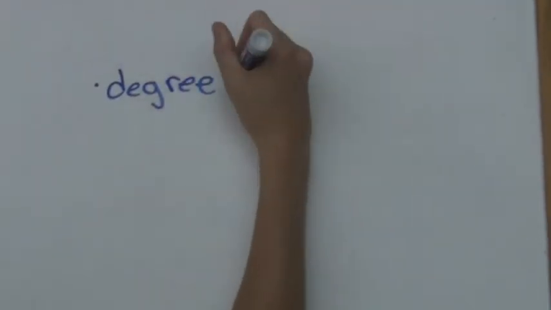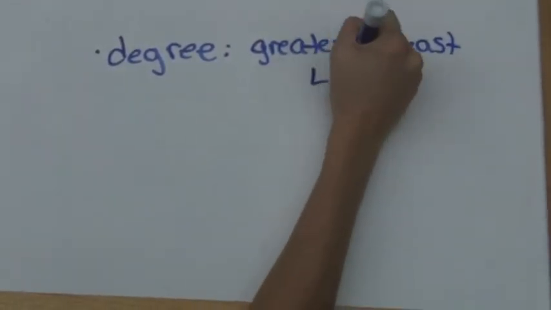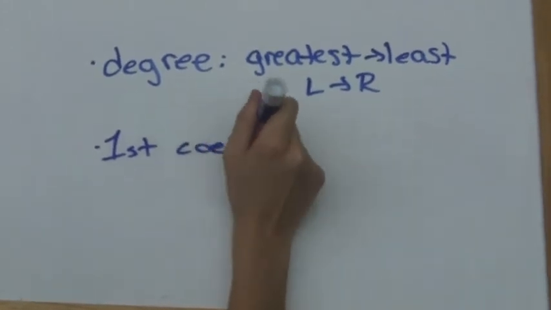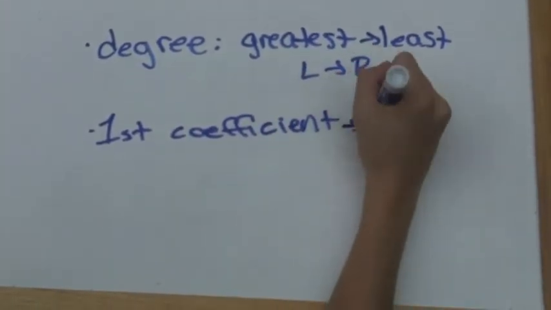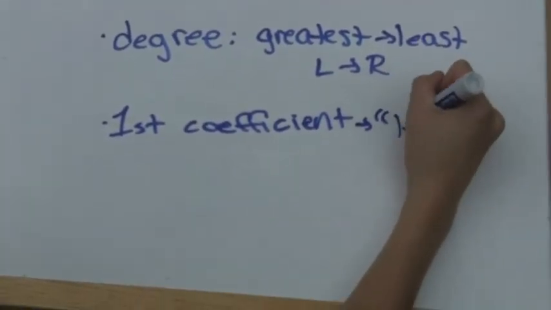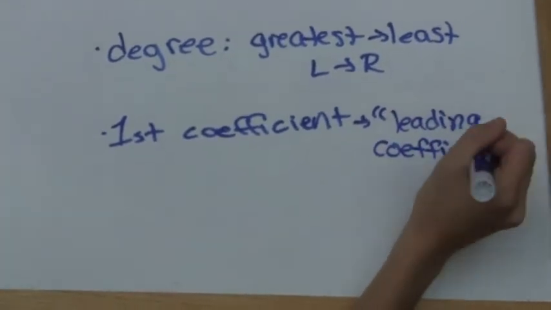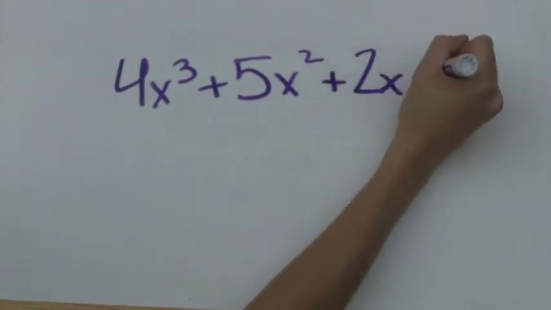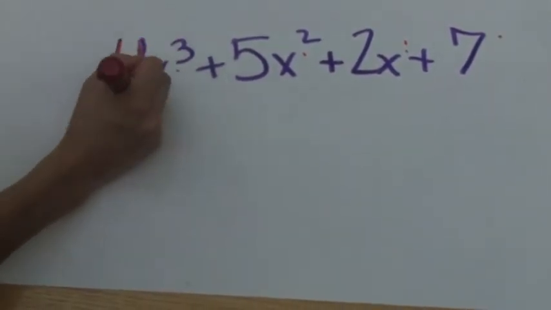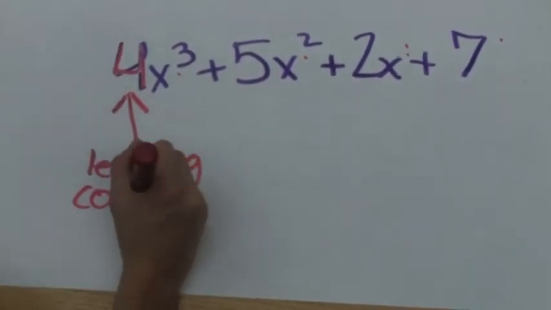In the standard form of a polynomial, the exponents are in order from greatest to least, left to right. The first coefficient is called the leading coefficient. This polynomial is in standard form. In this example, 4 is the leading coefficient.